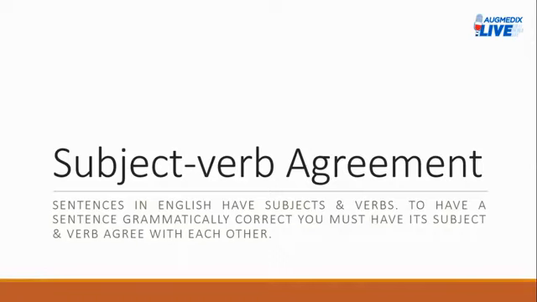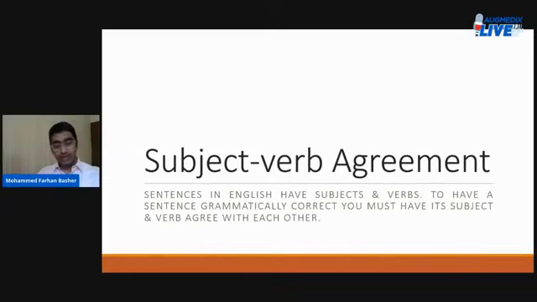Sentences in English have subjects and verbs. To have a sentence grammatically correct, you must have its subject and verb agree with each other. All right? Okay, so we know that sentences in English have subjects, right? And we discussed it previously that in every English sentence there is a verb, and that is a must. So the verb in a sentence and the subject of that sentence must agree with each other. If they don't agree with each other, then the sentence will not make complete sense.